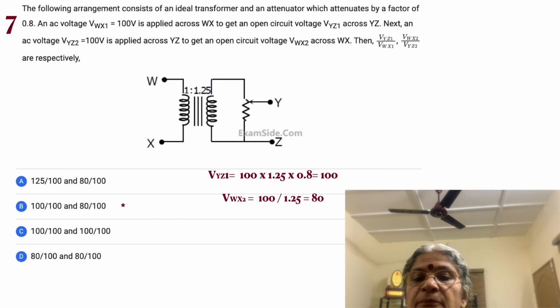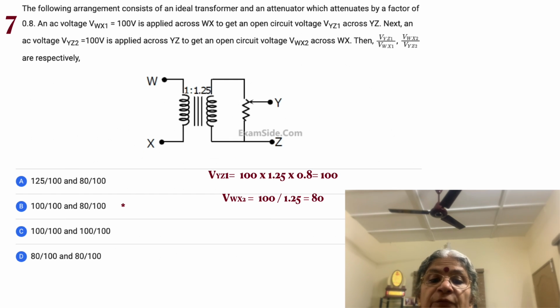It attenuates by a factor of 0.8. So you can attenuate whatever voltage is obtained by cutting it down to 0.8 times the voltage made available at the secondary of the transformer. An AC voltage Vwx1, that is applied first, is equal to 100 volt. It is applied across Wx to get an open circuit voltage Vyz1 across Yz, after attenuation.